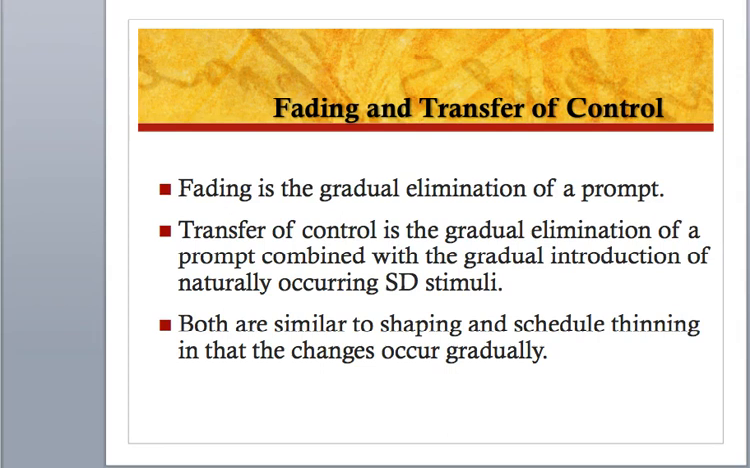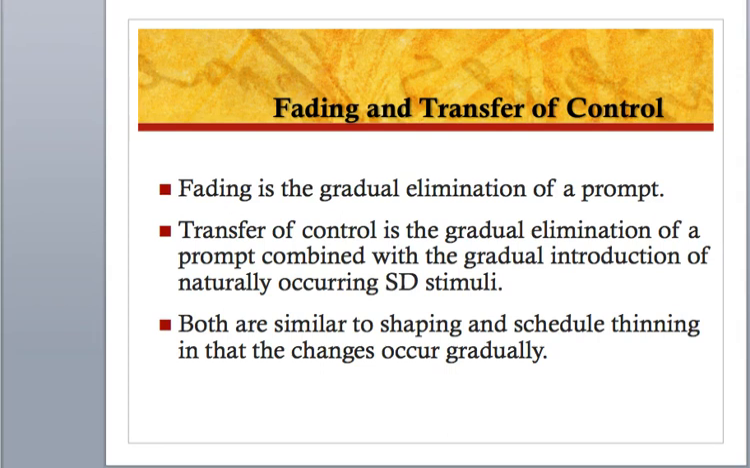Fading, I've been using the word and talking about it, and you have seen a little bit in the videos, but fading is the gradual elimination of a prompt, where we slowly remove a prompt by making increasing delays, or by making it smaller and smaller, or more faded, or shifting gradually from one color to another. Transfer of control is that gradual elimination of a prompt and the gradual introduction of the natural SD. So as the artificial prompt is faded out, the natural SD is superimposed and faded in.